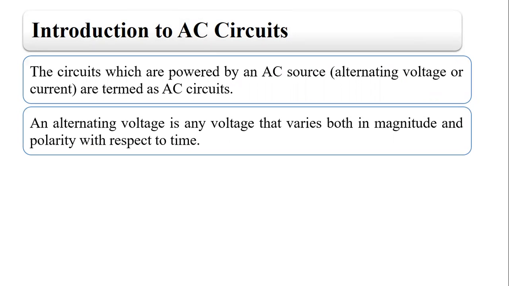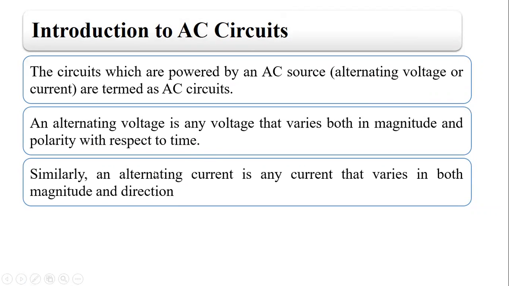Now, what is an alternating voltage? An alternating voltage is any voltage which varies both in magnitude and polarity with respect to time. Similarly, an alternating current is any current that varies in both magnitude and direction. So an alternating voltage varies in magnitude and polarity, while an alternating current varies in magnitude and direction, meaning the direction of the current and the magnitude vary with respect to time.